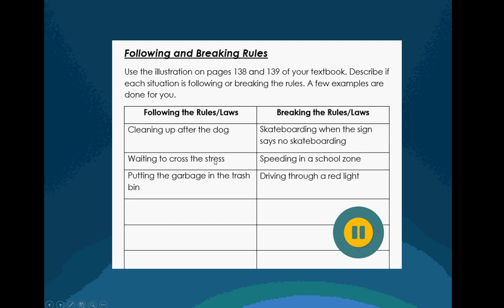Waiting to cross the street. Oh my goodness, that should say street, not stress. Well, now you know what I was trying to say. Waiting to cross the street. That is an example of following the rules. That's actually an example of following the laws. It's a safety rule, but it's also a law not to jaywalk and to use crosswalks. That's a law that's enforced by a bylaw officer.